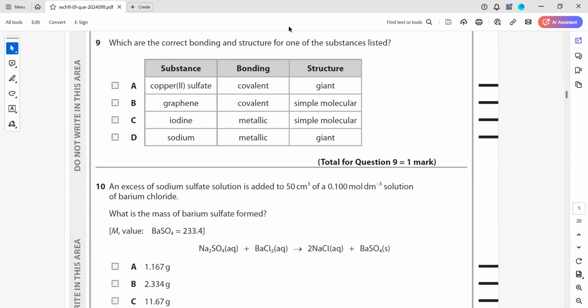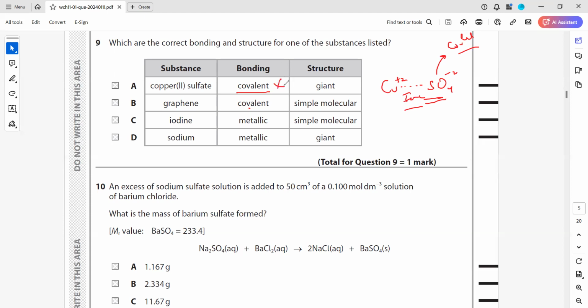Which are the correct bonding and structure of the substances listed? Substance: copper sulfate. The type of bonding in copper sulfate, covalent? No, copper sulfate will actually have both covalent and ionic bonds. Why? Because the copper ion is there. In the sulfate ion, sulfur and oxygen have a covalent bond with each other. And the attraction between the copper ion and the sulfate ion is ionic. So what kind of bonds exist in copper sulfate?